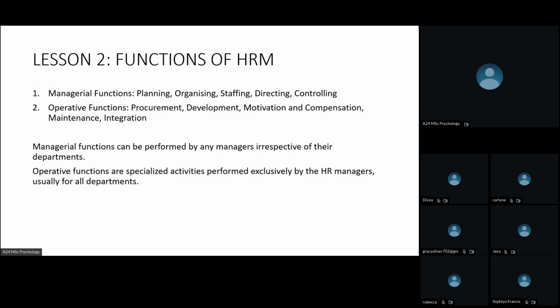And this lesson only talks about this: what is planning, what is organizing, what is procurement, what is development. And under procurement, we have several subtopics. Under development, we have 4 to 5 subtopics. This is how this lesson goes, in a nutshell.